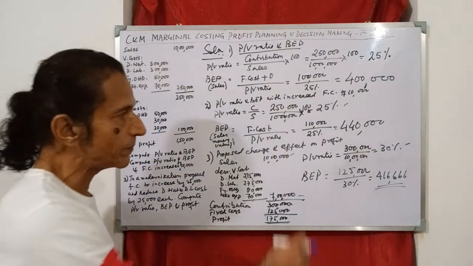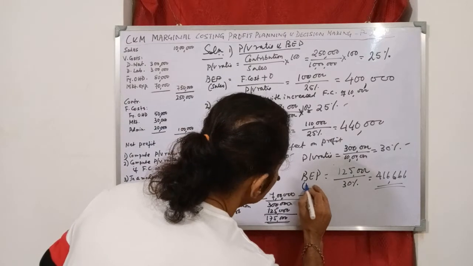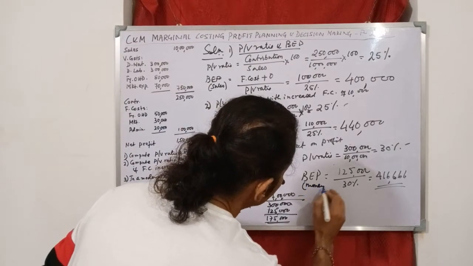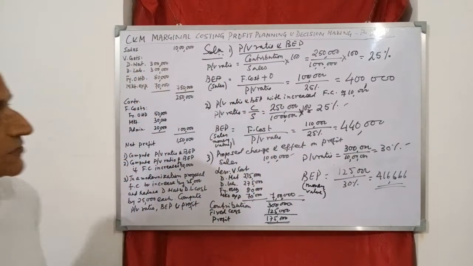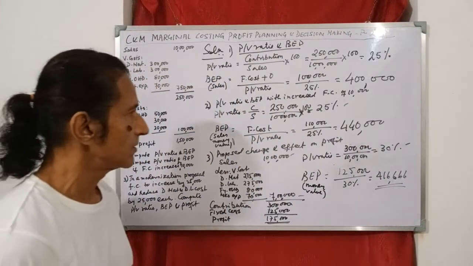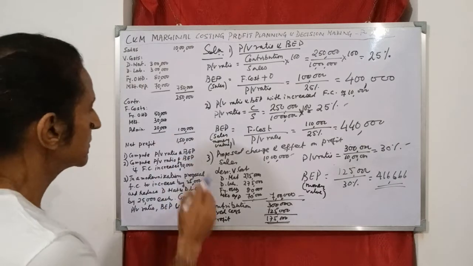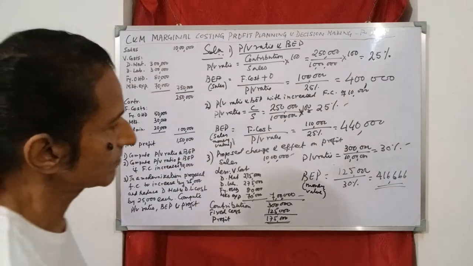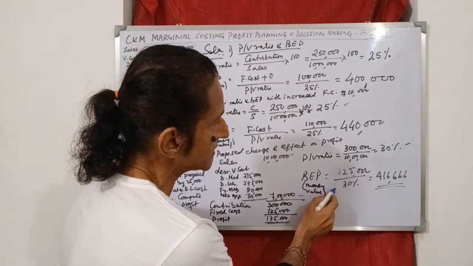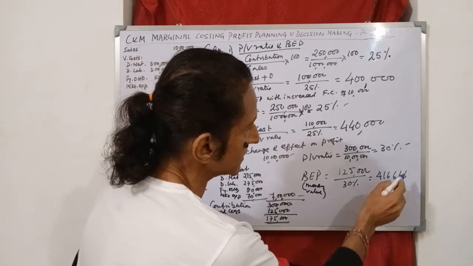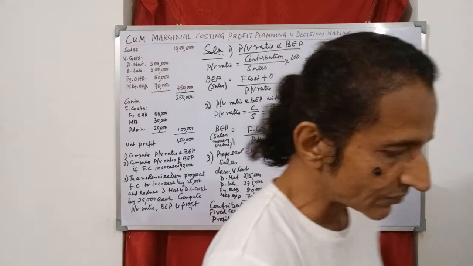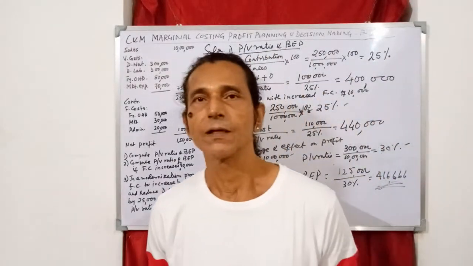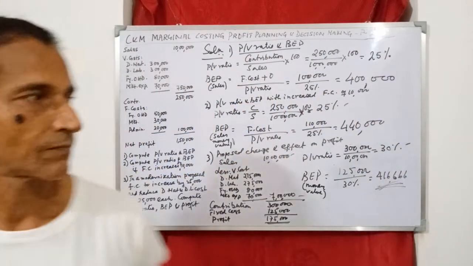And what will be the BEP in terms of money value of sales? That is fixed cost by PV ratio. What is the fixed cost? 1 lakh plus 25,000, 125,000 by 30%, that is 416,666. This is the break-even point of the firm if the new proposal is accepted.